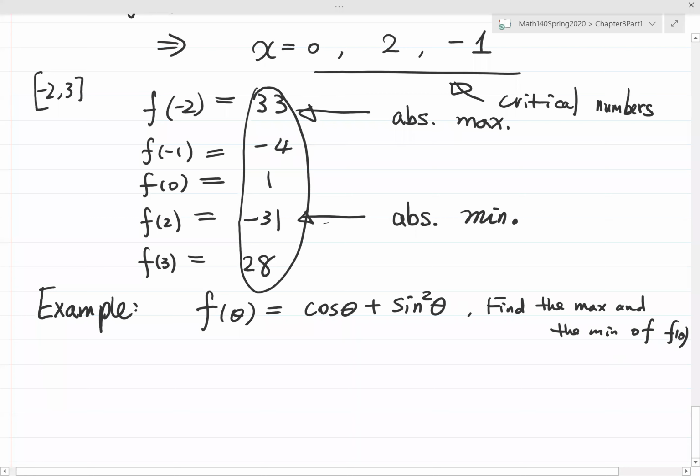Okay, what we do is we change the variable. Here we have sine theta, we have cosine theta. Then what we do is we have a relation between sine and cosine. Remember, sine squared plus cosine squared is 1.